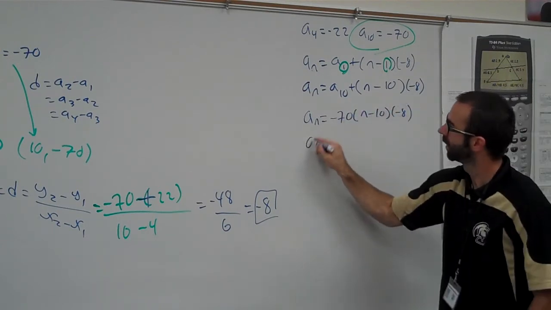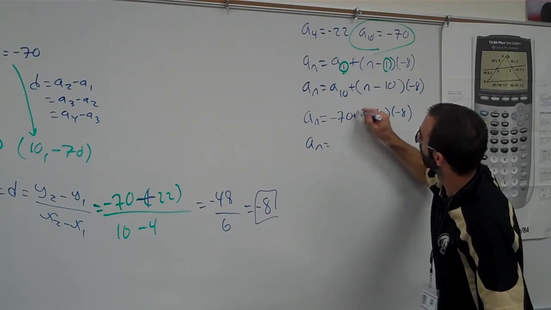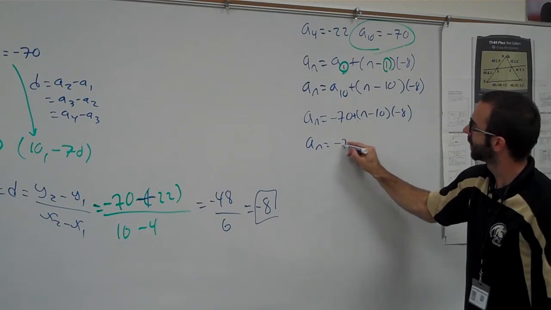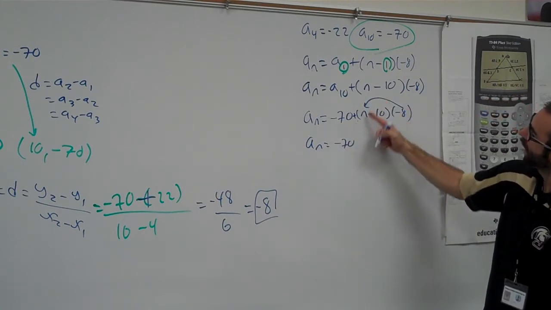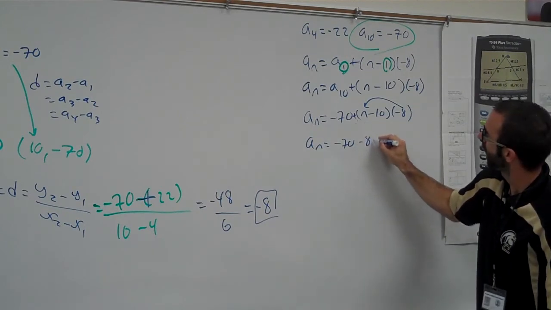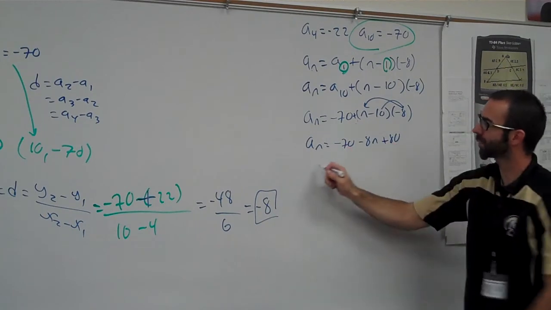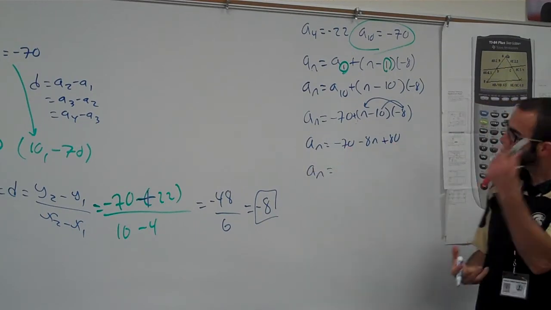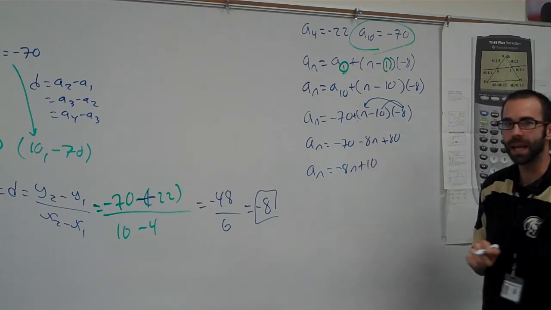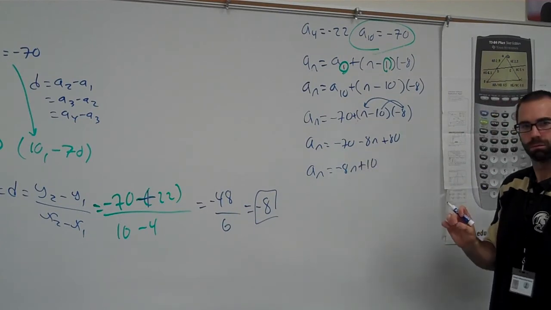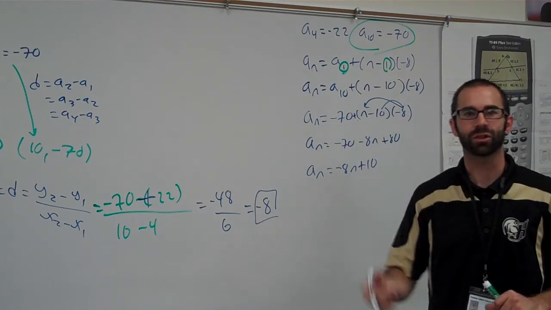Let's simplify this then. This is a plus sign here. So, negative 70. Go ahead and do the distributive property. That's a negative 8n, and plus 80. So we combine these right here, and we get our answer: negative 8n plus 10.